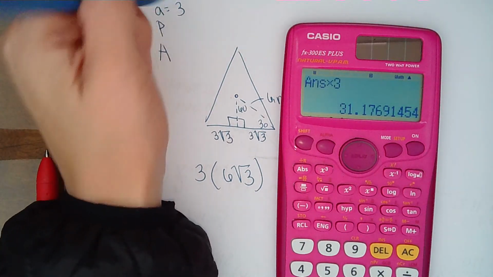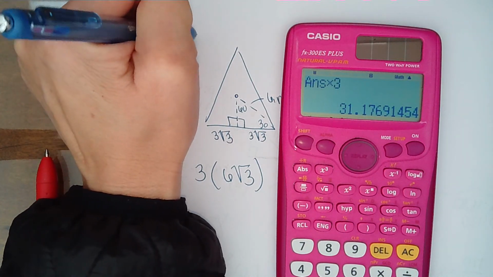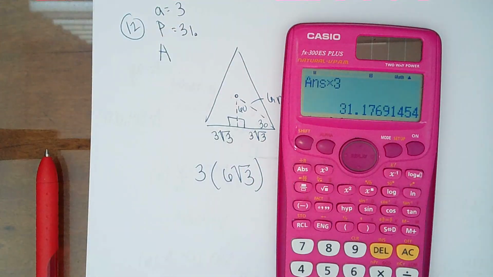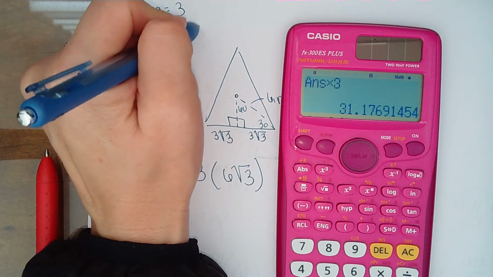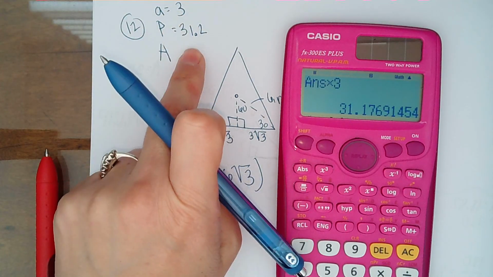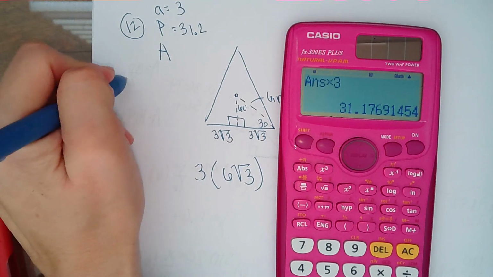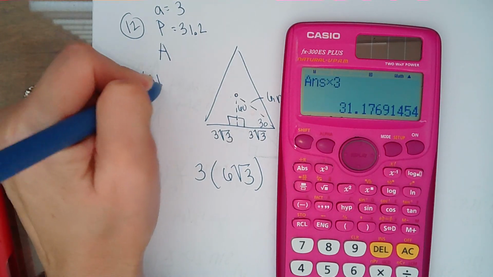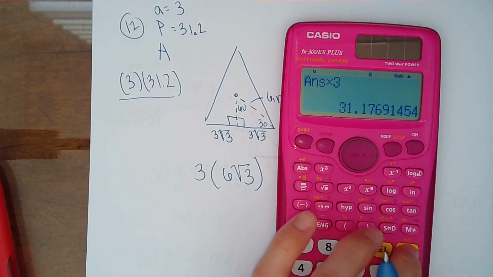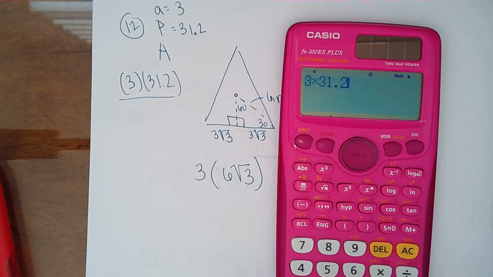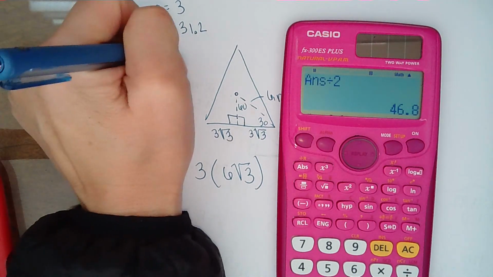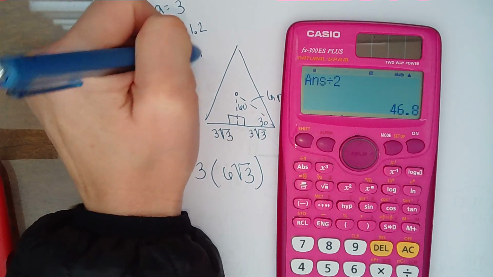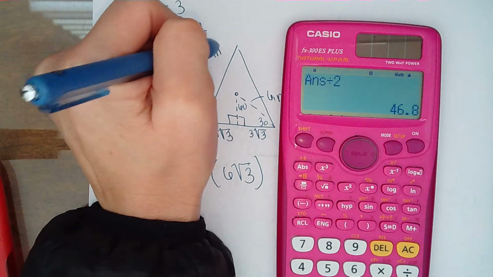Keeps converting it back into a radical for me. And we would know that our perimeter is 31.17. Or let's just say 31.2. Now that I have my apothem and my perimeter, I can find my area. So 3 times 31.2, all divided by 2. 3 times 31.2, enter, divided by 2, and we would end up with our area being 46.8, and that's inches squared.